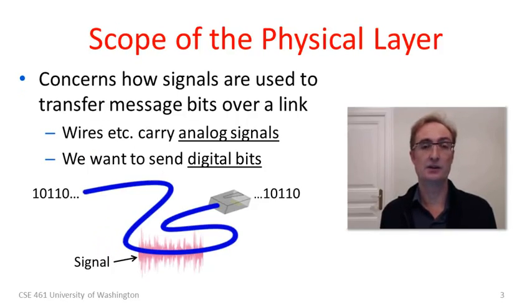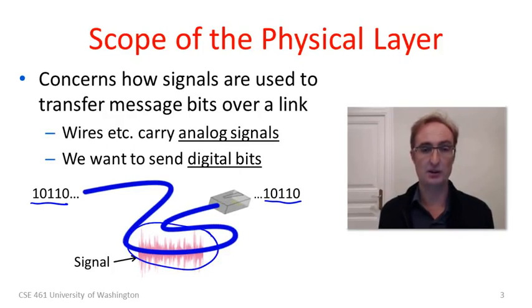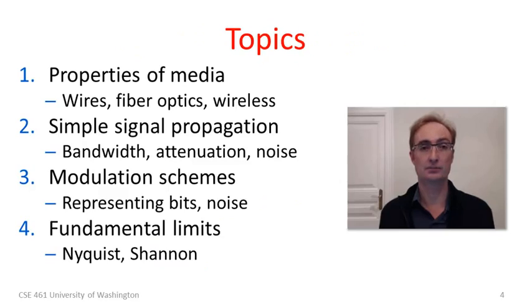The physical layer concerns itself with how to send bits of messages across a link. Now the difficult issue here is that we would like to think of the link as taking bits in one end and providing bits out the other end. But that's not how links work. Links and other kinds of media carry analog signals, such as that shown in the middle here. So we're going to need to work out how to convey bits of information using analog signals.